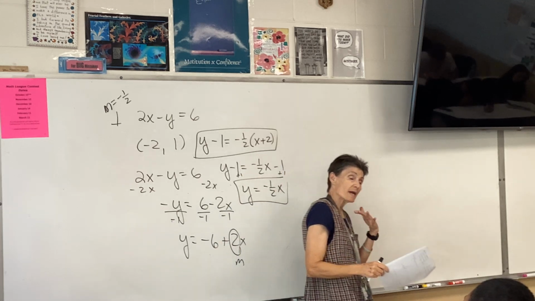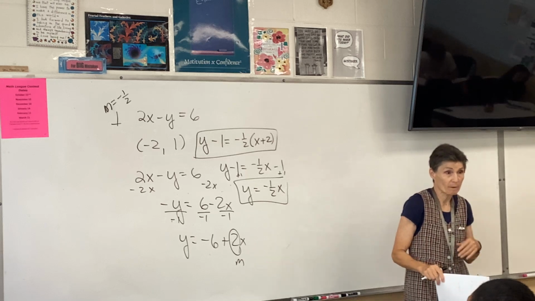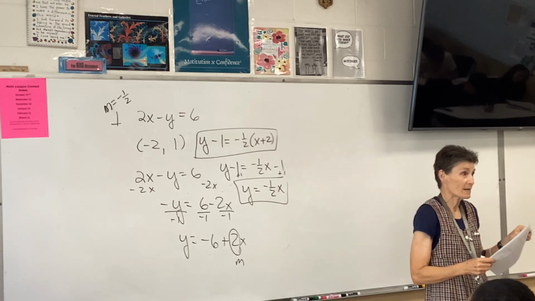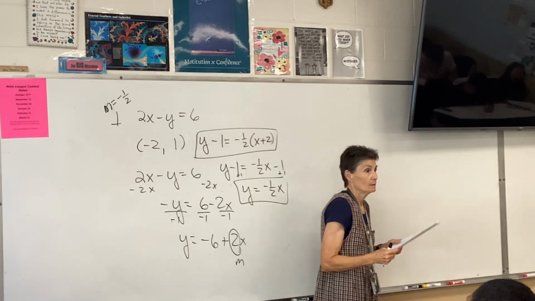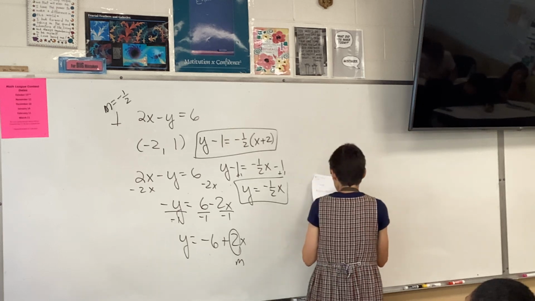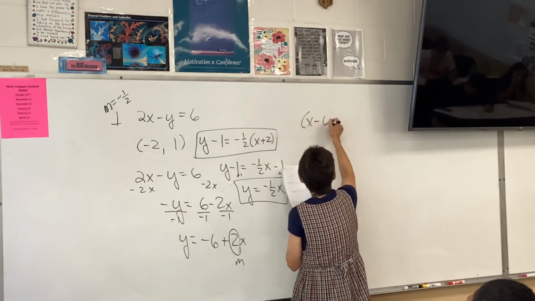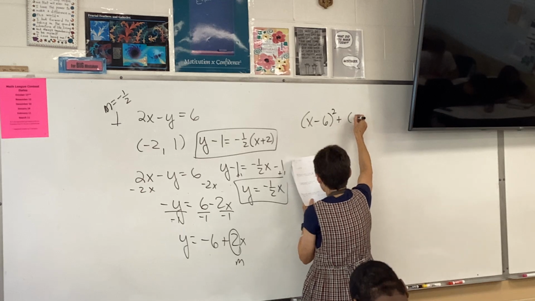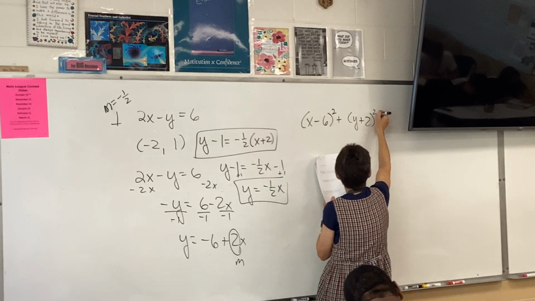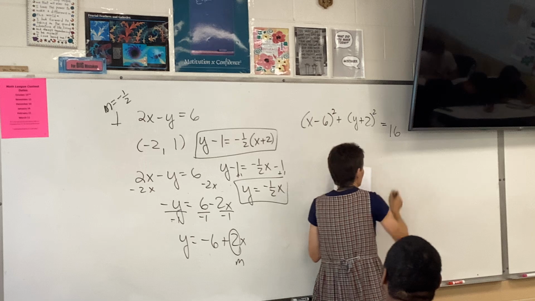Well, if I were doing area of a circle, pi r squared would be my formula, but I'm just writing the equation of the circle. All right, this is how easy it is. X minus 6 squared, y plus 2 squared equals 16.